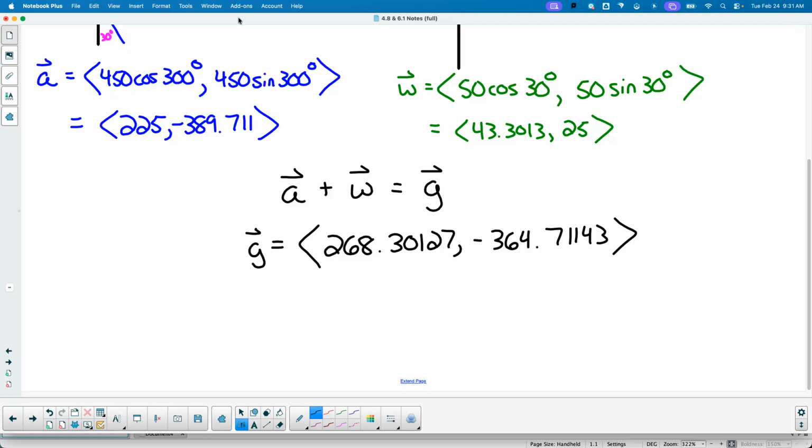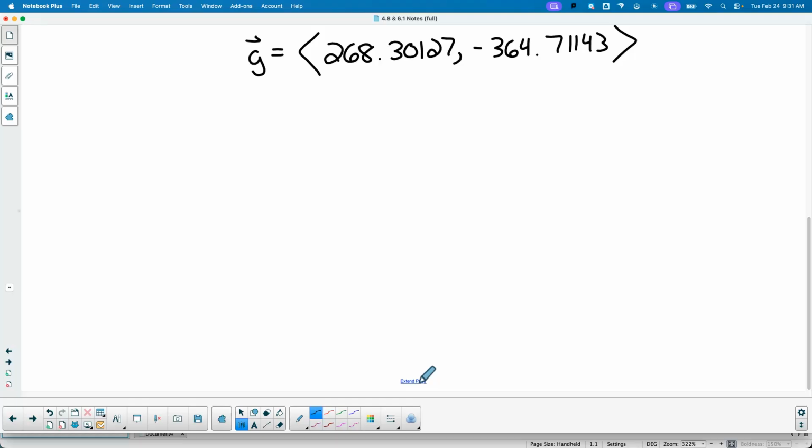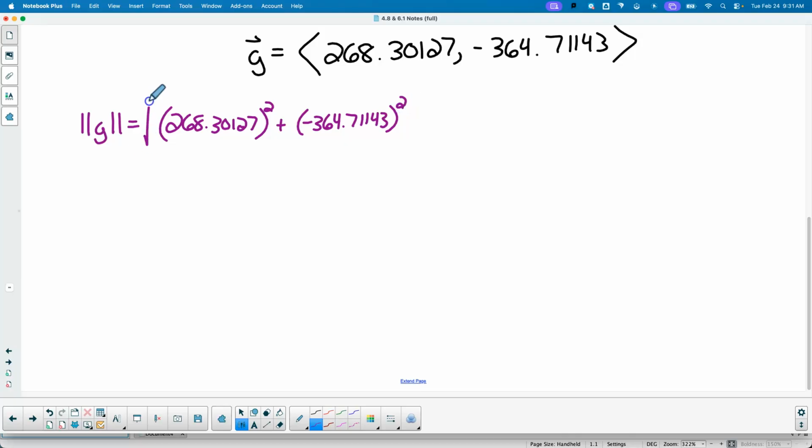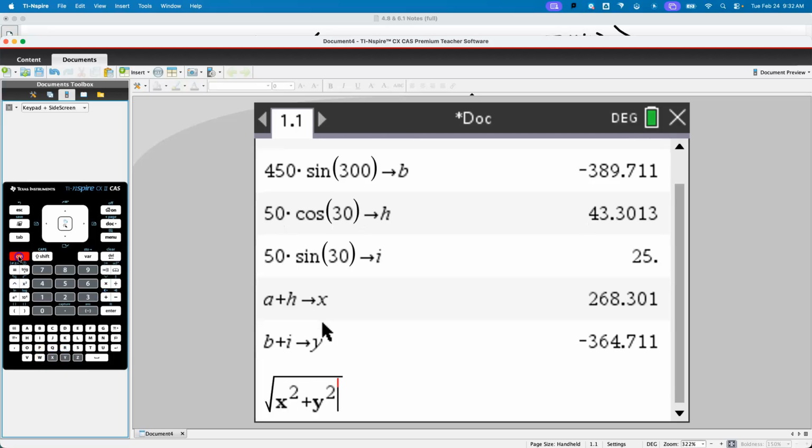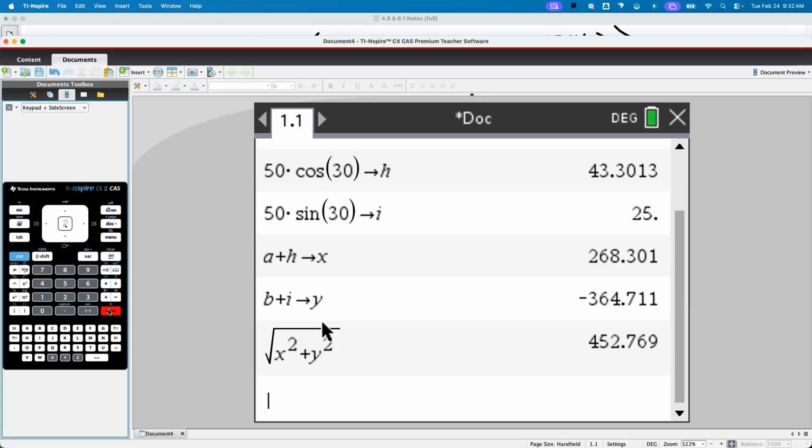With me? Okay. So now the speed is going to be the magnitude of G. So I get the true speed of the plane is 452.76926.